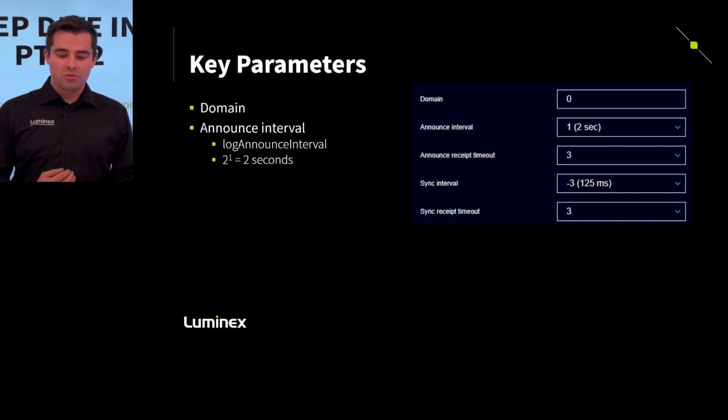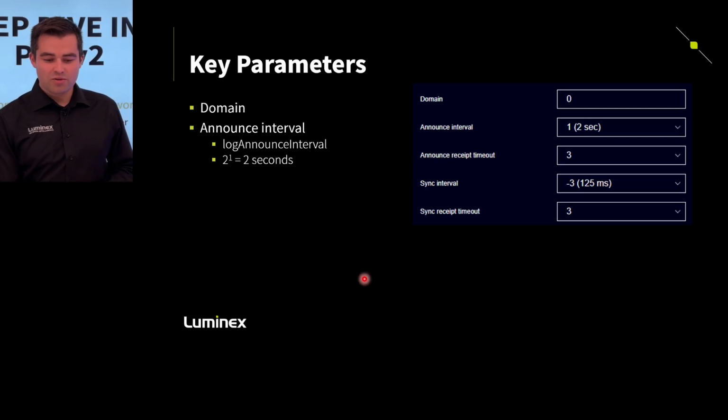Next up is the announce interval. The announce interval defines how many times a grandmaster-capable device will send out an announce message. It's most often set as an integer value, which needs to be converted to seconds using the logarithmic function. So if you set a value 1, you need to do 2 to the power 1, and you get 2 seconds. In our interfaces, you always see a value between brackets, which is the value in seconds.